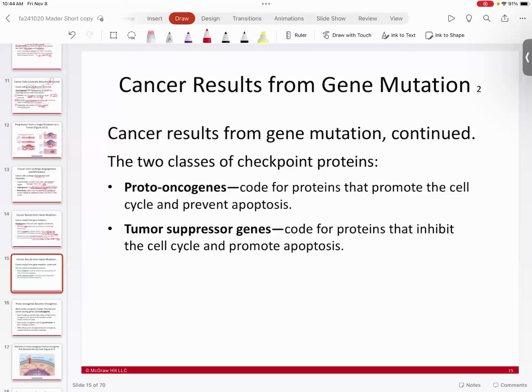There are two types of checkpoint proteins that we see. One is called proto-oncogenes. These are genes that are normal initially, but these are typically genes that encode for a protein and they will actually promote cell cycle. And they're normal, right? And they'll prevent apoptosis. So these are normal unless mutated. That's why they're called proto-oncogenes.